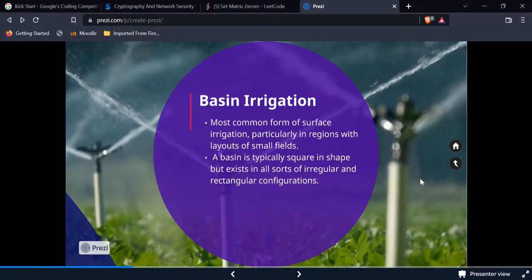Basin irrigation is the most common form of surface irrigation, particularly in regions with layouts of small fields. If a field is level in all directions, is encompassed by a dike to prevent runoff, and provides an undirected flow of water onto the field, it is herein called a basin. A basin is typically square in shape but exists in all sorts of regular and irregular configurations. It may be furrowed or corrugated, have raised beds for the benefit of certain crops, but as long as the inflow is undirected and uncontrolled into these field modifications, it remains a basin.